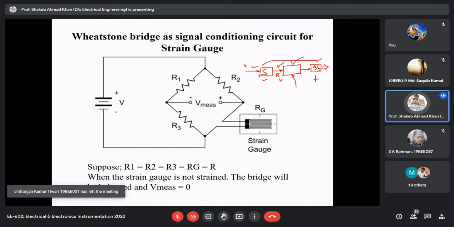The easiest way, as just now, whoever, I am not able to recognize him, it was correct, but how is it done? So generally a voltage divider circuit is made, right? We do it this way. We make a voltage divider circuit and apply a voltage here, and take a constant resistance, and this becomes our strain gauge.